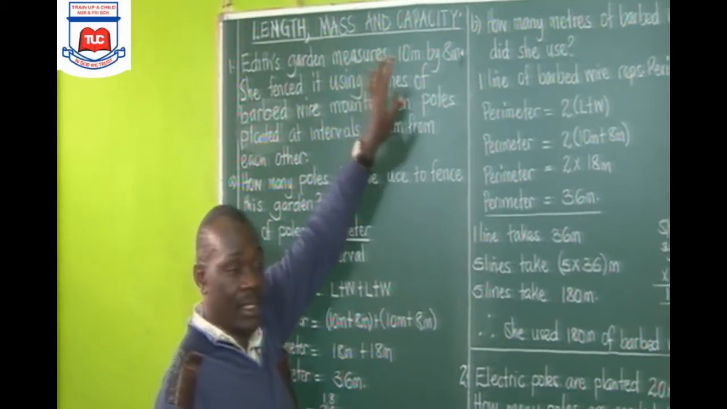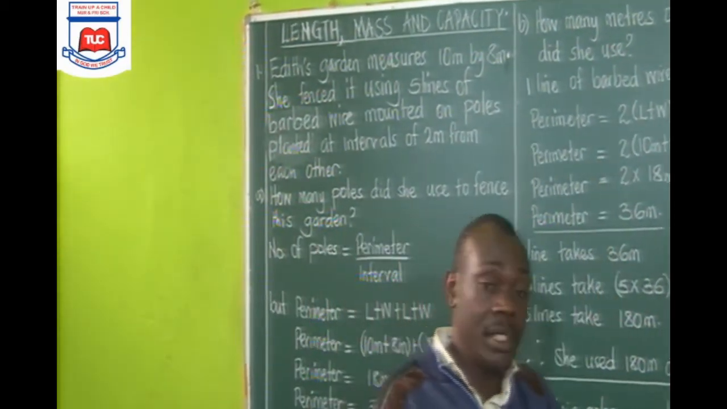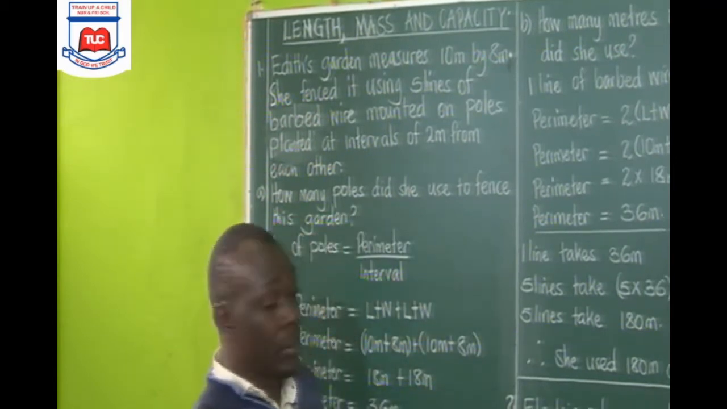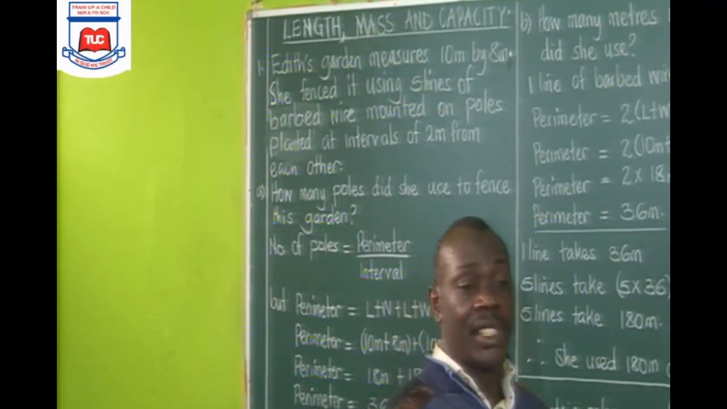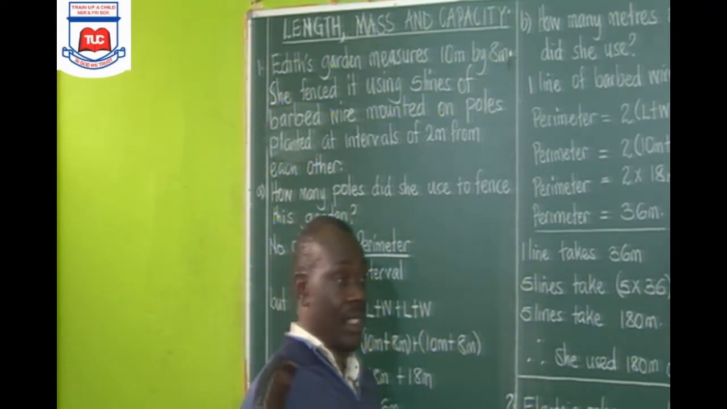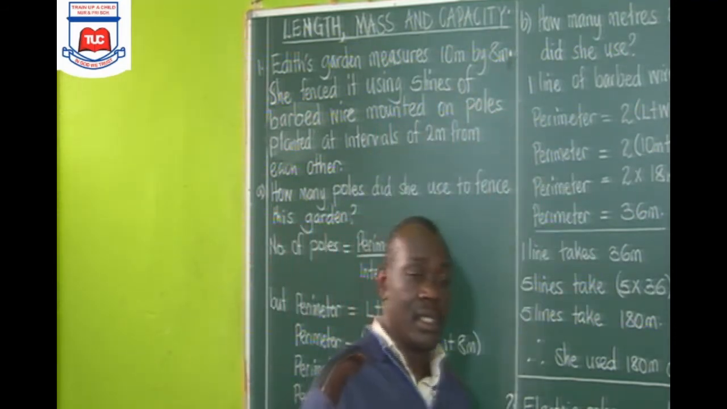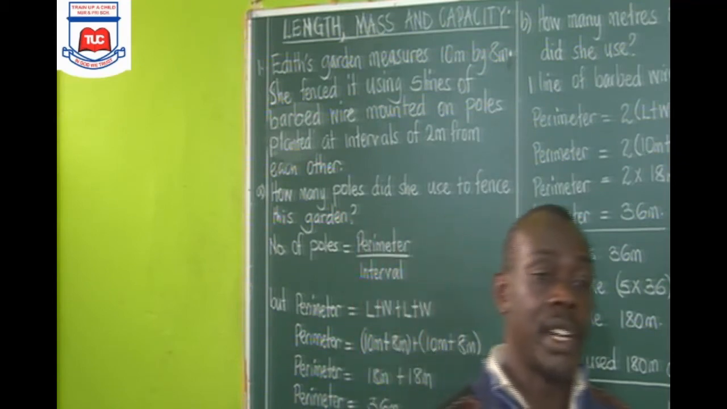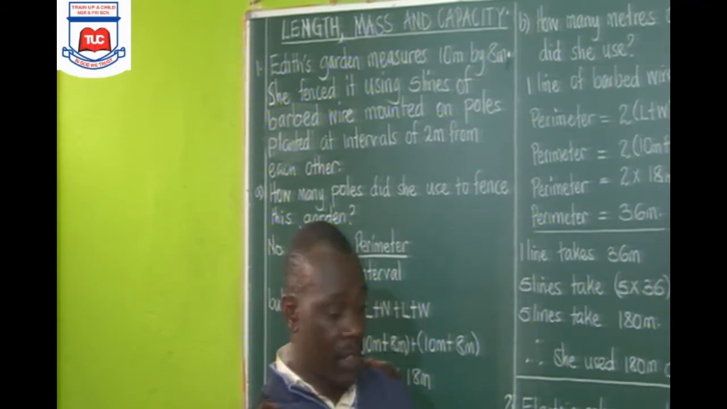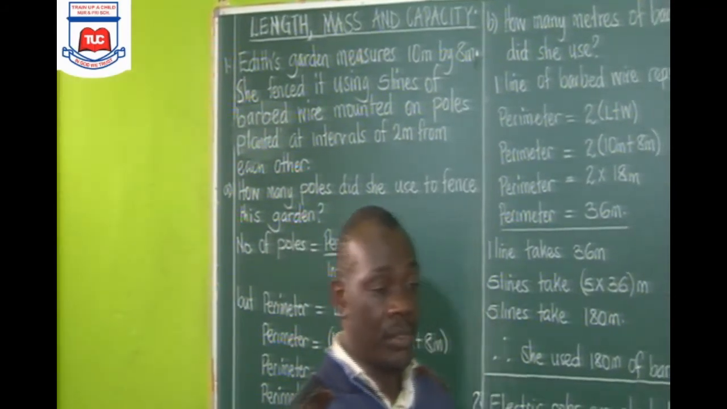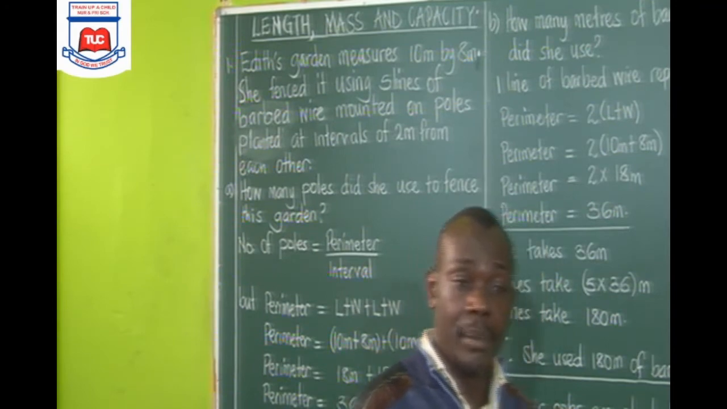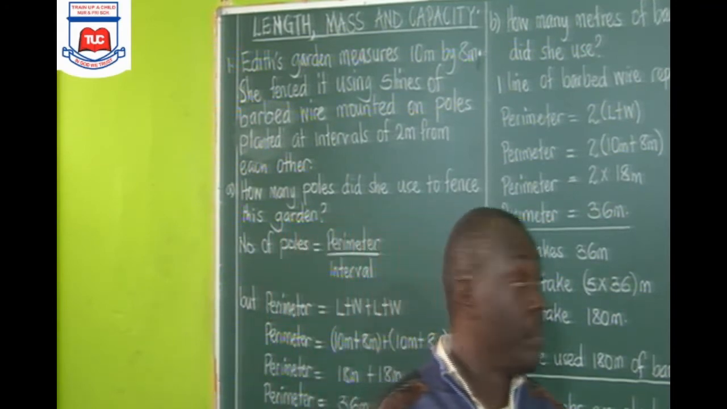Then mass is how heavy something may be, so it's measured in grams. Anything to do with grams, kilograms, hectograms, decagrams, decigrams, centigrams, milligrams, that is mass. Then capacity means volume in liters, so it measures liquids. Any liquid is measured in liters, and wherever you see liters, that's the capacity of the liquid that it occupies in a particular kind of object.